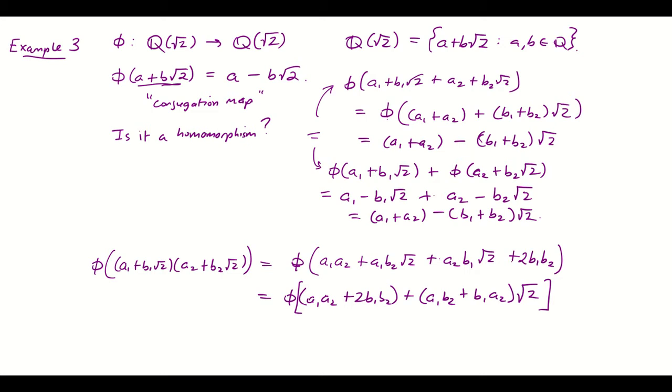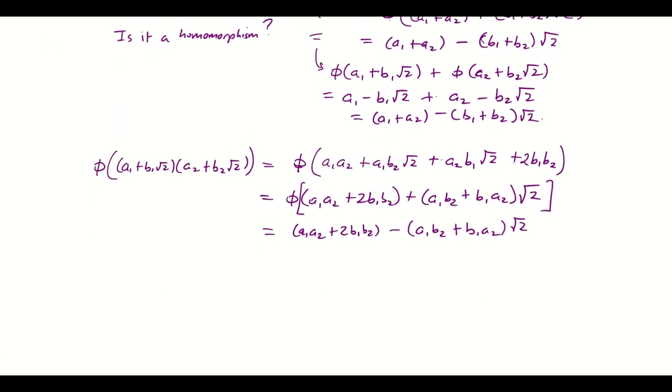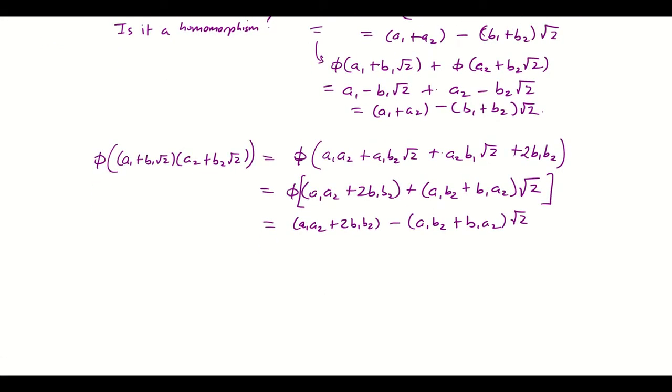Okay, so that's my standard form, and then when I apply phi, I just switch the sign on the square root of 2 part. So that gives me a1, a2, plus 2 b1, b2, minus a1, b2, plus b1, a2, root 2. And that's that. So that's what happens if I multiply, then apply phi. What if I go the other order? What if I apply phi to each element, then multiply?